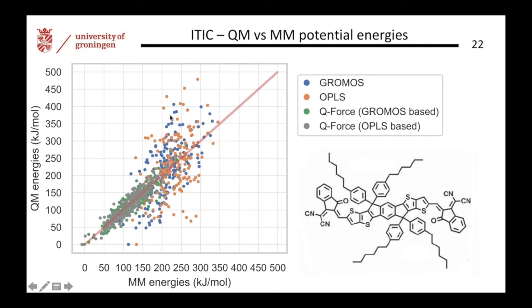So in blue, we have the Gromos values, in orange, the OPLS values, in green, the Gromos-based QForce, and in gray, OPLS-based QForce. And the red line you see in between, again, indicates the perfect agreement between the two. And you see here that the transferable force fields perform significantly worse compared to the QForce-based force fields, where you can see a very good agreement between the QM and MM energies. And this you can also see in the mean absolute errors that goes significantly lower in the case of QForce force fields.